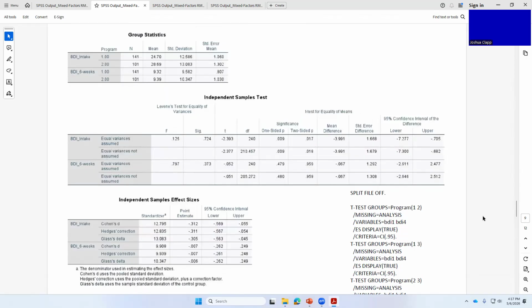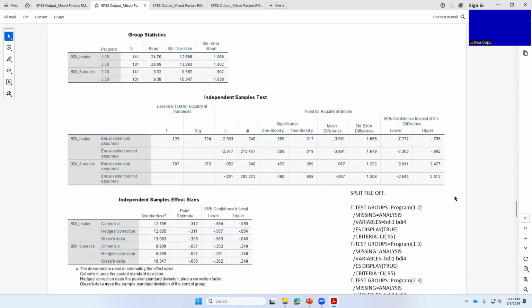It looks like you might have evidence, at least at per comparison error rates, that maybe we're seeing a difference at intake across these. We got a difference of about 4 points on the BDI. I don't know if that's a huge deal, but we can go down and take a look at our effect size estimate, about a third of a standard deviation, right? So I don't want to dismiss that, because in other situations I might be super excited about it. It looks like we may have some difference there at intake. At 6 weeks, our final time point, no evidence there. Okay.